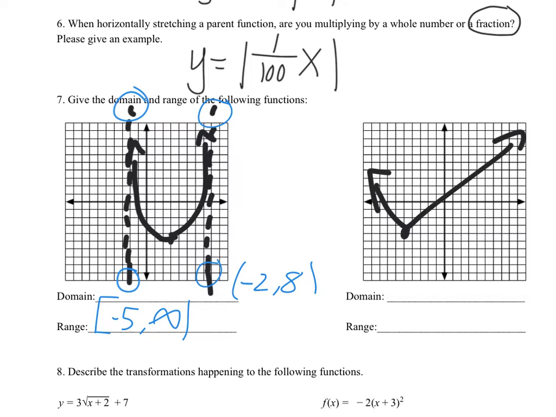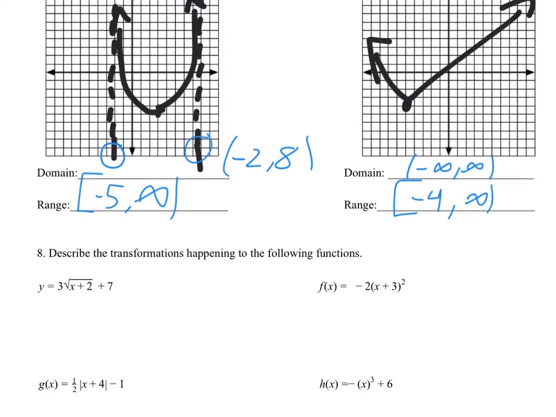Easy peasy. Right. Over here, the domain, this one has no boundary points, it has no asymptote, so this one's easy, just -infinity to infinity. And its range starts down here at -4 in a bracket, and it goes on to infinity. No big deal. Hopefully that one was pretty easy for y'all.